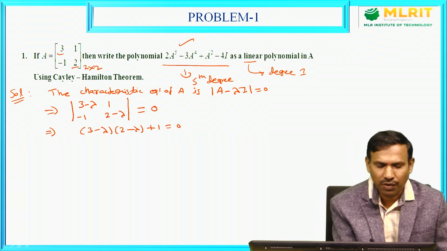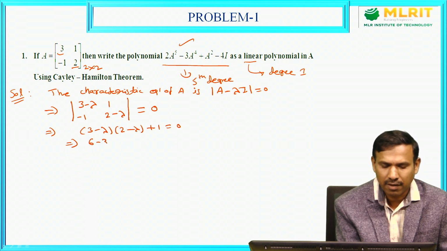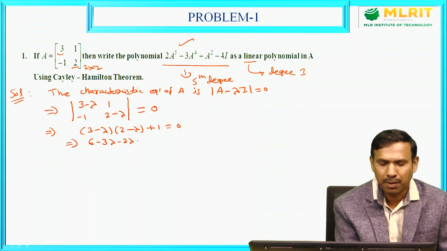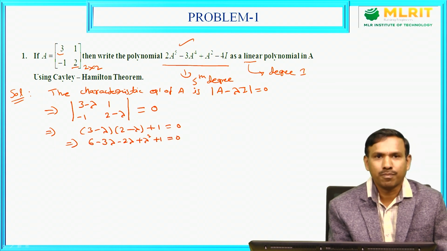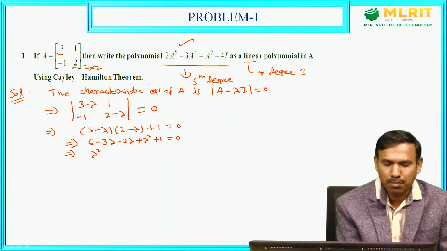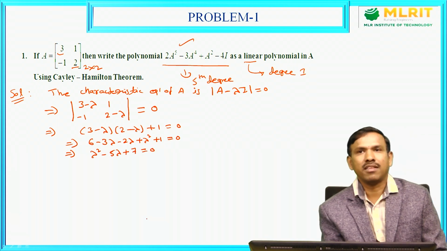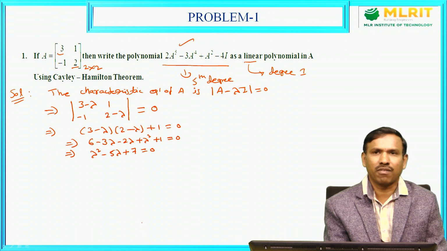This we are simplifying. Multiply and write 3 into 2, 6, minus 3 lambda, minus 2 lambda, plus lambda square, plus 1, is equal to 0. Simplifying, starting from the highest degree: lambda square minus 3 lambda minus 2 lambda, minus 5 lambda, 6 plus 1, 7, is equal to 0. This is the characteristic equation of the given matrix A.